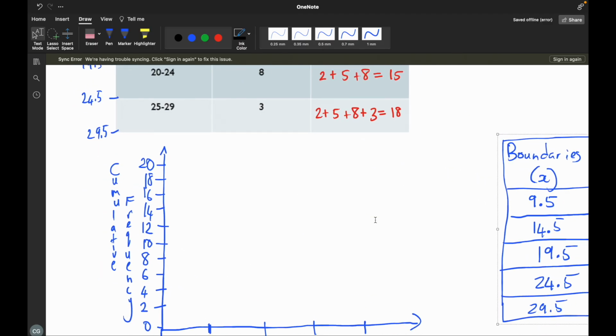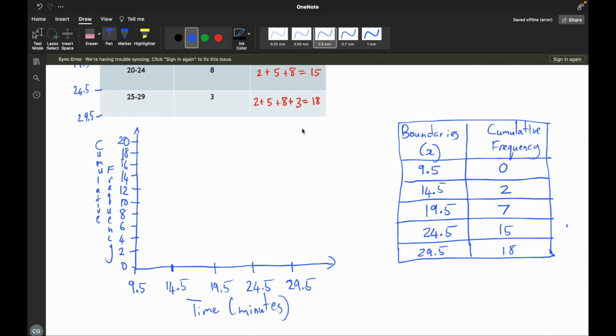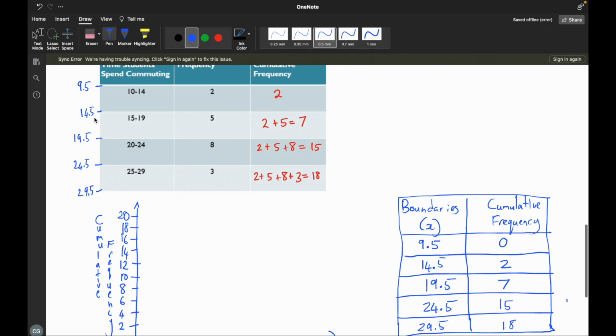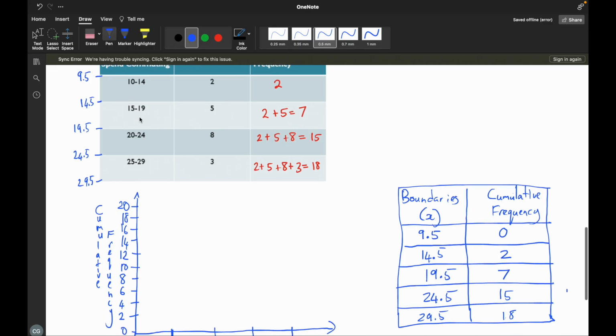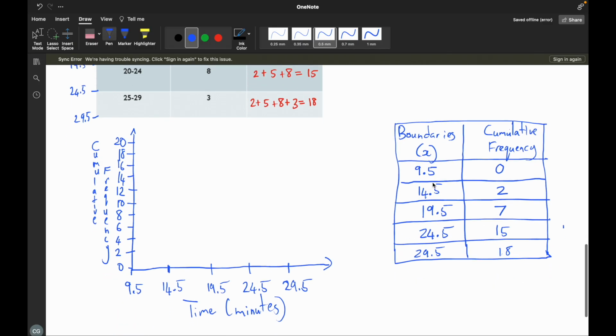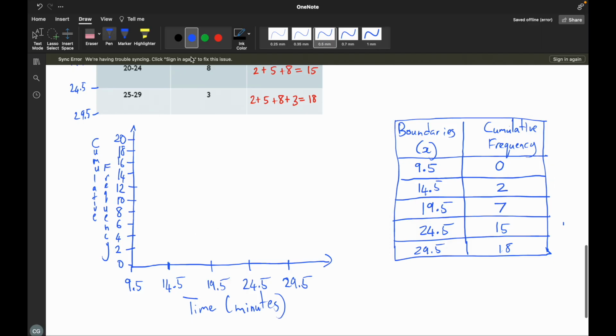So notice what I did so far. I identified what the cumulative frequency would be, which was straightforward. Now I just try to match what goes with what. We start with the first boundary, 9.5, which has to go to 0 because there was nothing up until that point. When we hit 14.5, then we got 2. When we hit 19.5, we got 7, and so forth. So then now I'm going to look for 9.5. So 9.5 matches with 0.